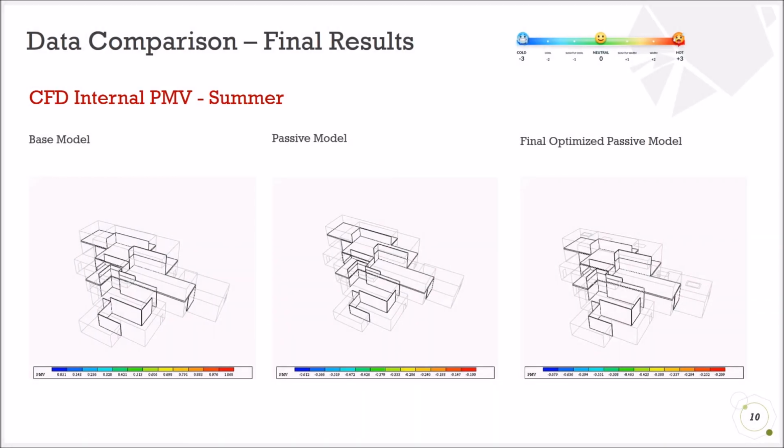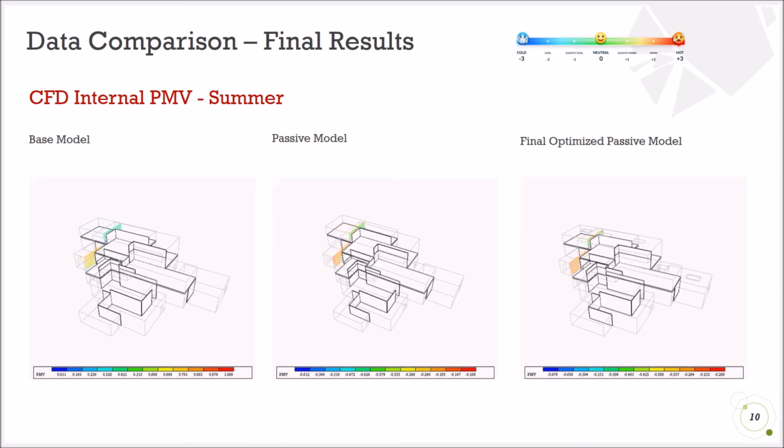PMV simulation testing the occupants' thermal comfort has majorly dropped from 0.4 to -0.5 at the final optimized model due to the cooling effects of the model. This can be controlled and reduced by the percentage of the glazing openings.